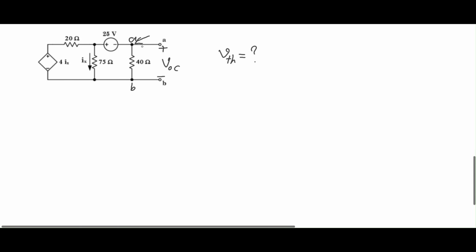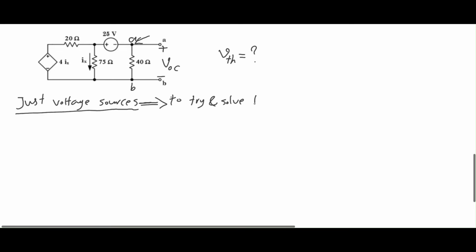Now, what I need to find is the voltage of this point over here. If we look at this circuit, I have nothing but voltage sources. So I'm just going to write it down, just voltage sources. When I have just voltage sources, that gives me a very green signal to try and solve the problem through KVL.